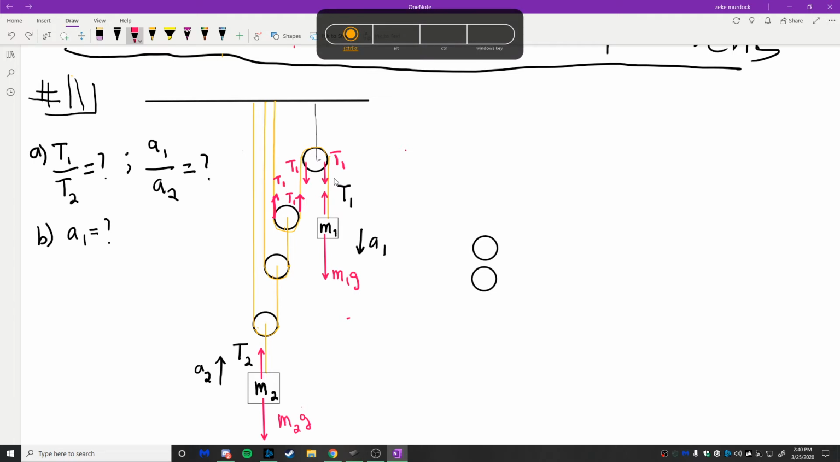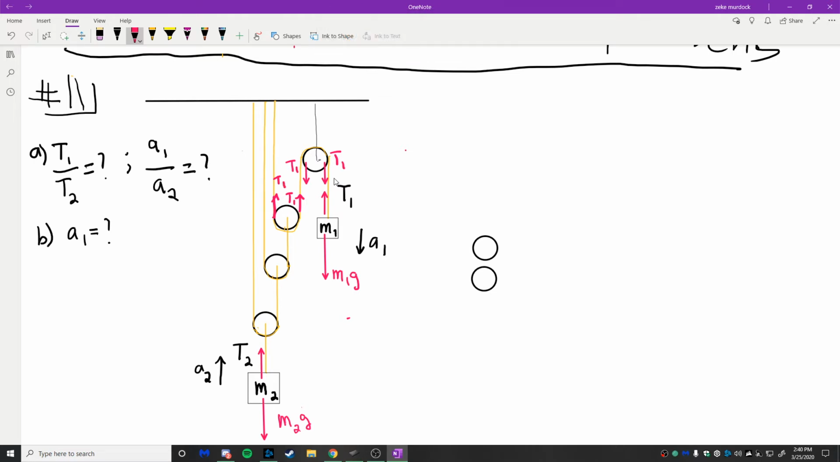But now when we look at this pulley, can anyone tell me what the tension in this piece of the cable is going to be? And if you've already seen this, don't answer too quickly. Yeah, it's 2 times T1, and why would that be?